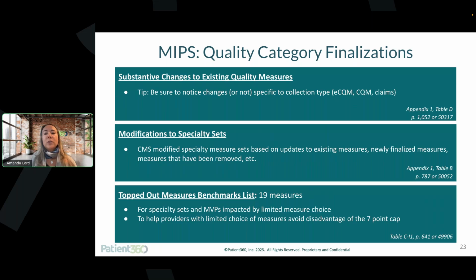If you want to know those 19 measures that can still earn up to the 10 points, they're located on page 641 of the final rule, and all the details, again, right here on this slide on the bottom right, page 641, so you can go and check.